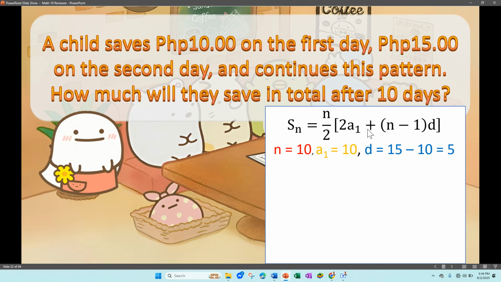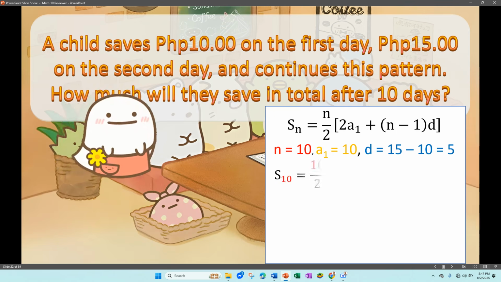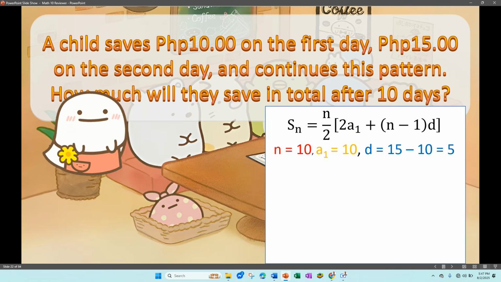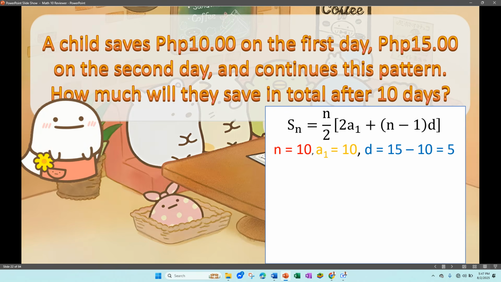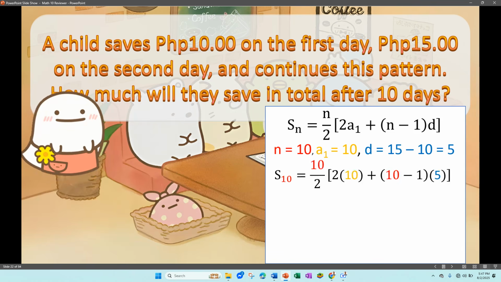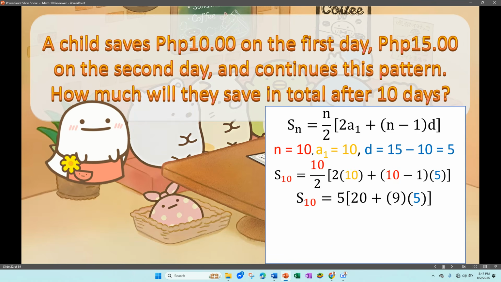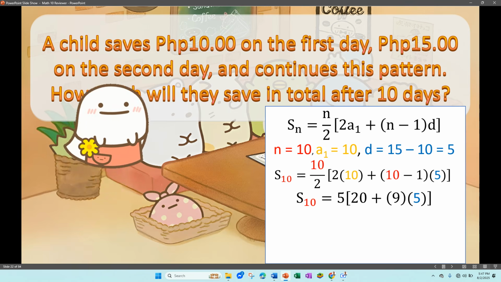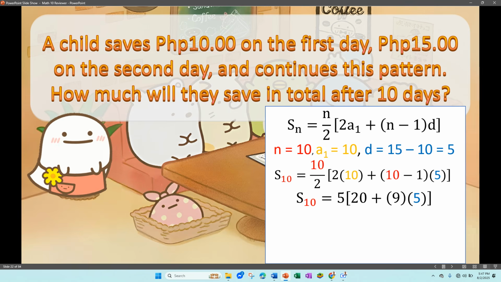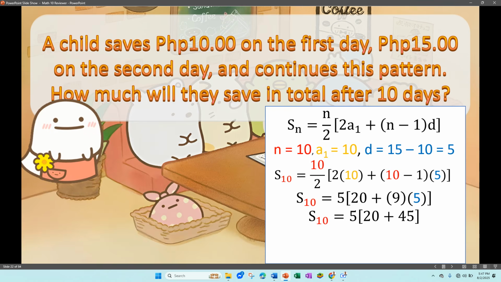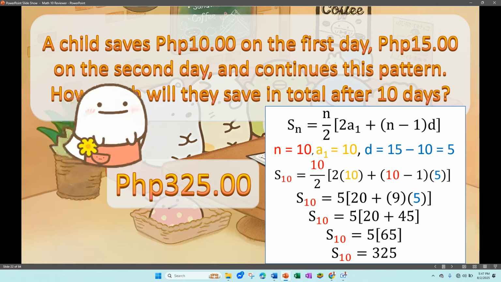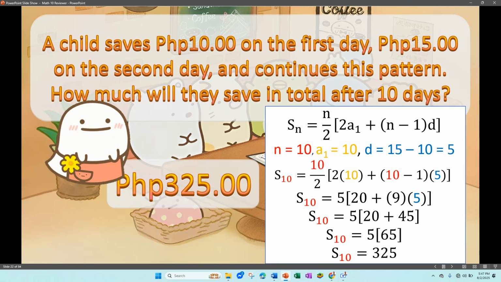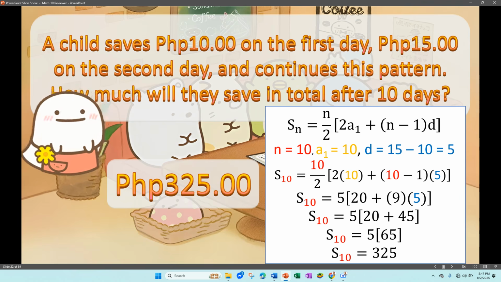Na kung saan yung n po natin is 10 days, our first term is 10 pesos, and our difference is simply subtracting 15 by 10, and that is 5. Replacement, do the division, 10 divided by 2, and 2 times 10, then 10 minus 1. Then do the multiplication, 9 times 5, then add to 20, then multiply by 5, and the answer is 325. So that means a child saves 325 pesos in total after the 10 days.